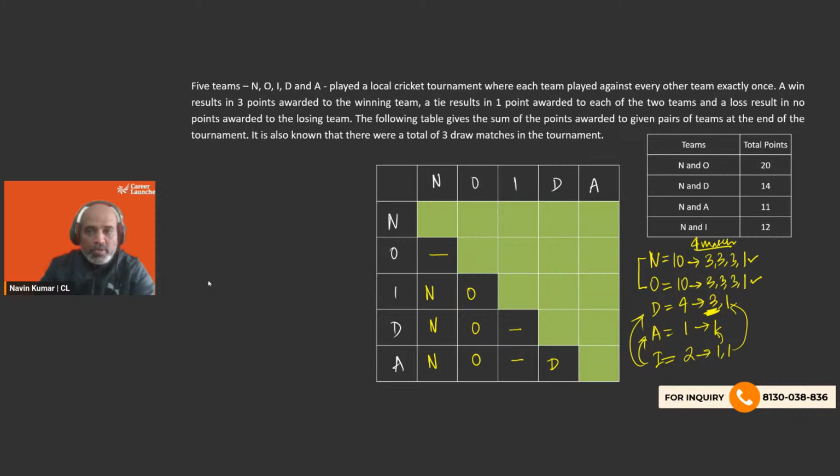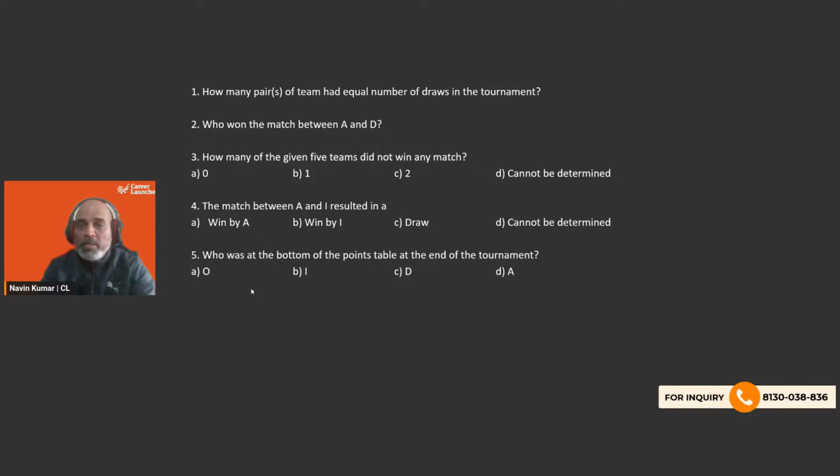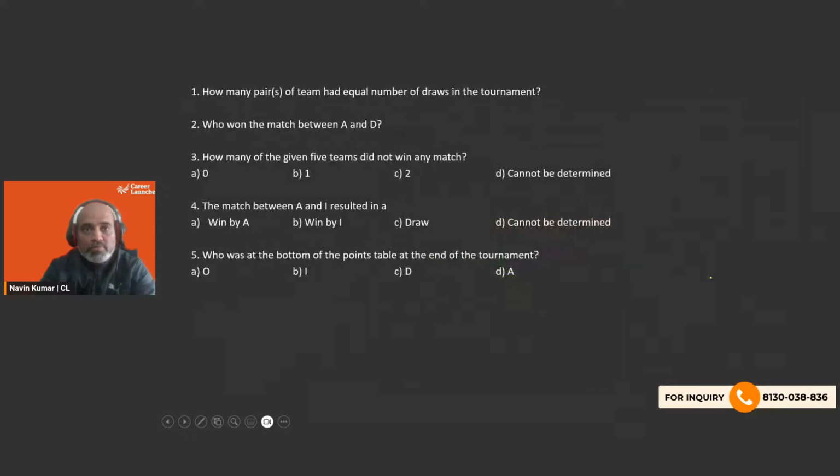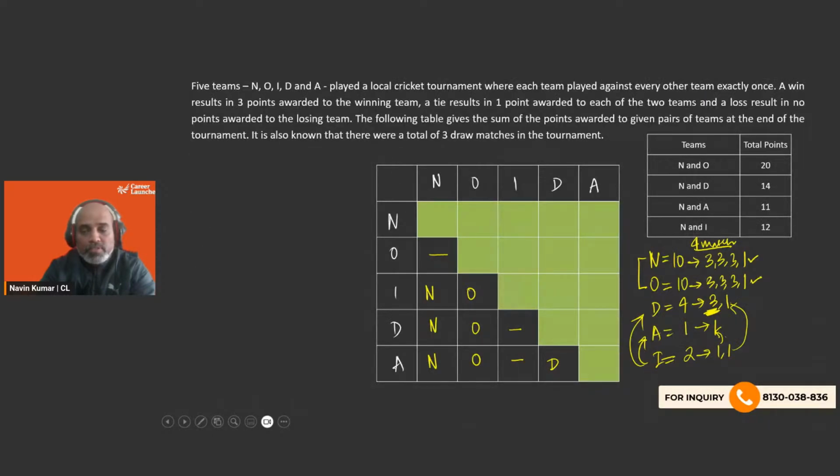Let's now look at the questions. So first question is, how many pairs of teams had equal number of draws in the tournament? So we can see that N has one draw, O has one draw, D has one draw, A has one draw, right? So if you're looking at equal pairs of teams, does it mean that both the teams must have played one draw each?